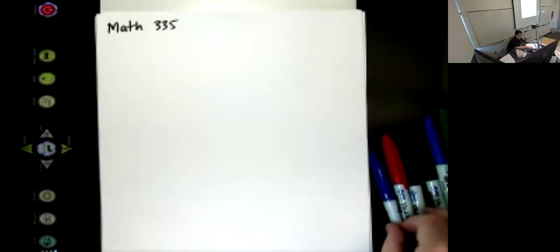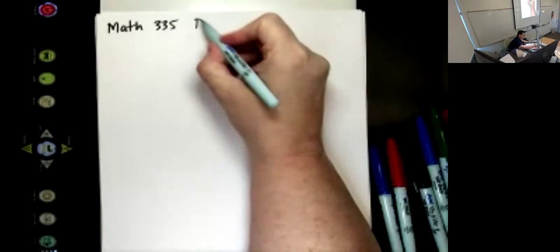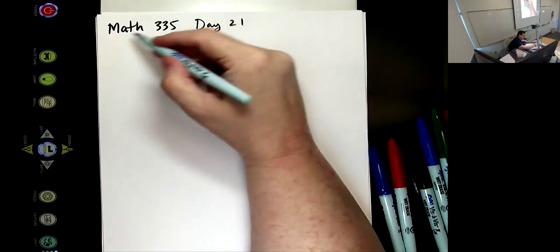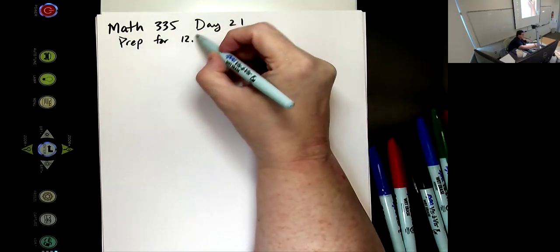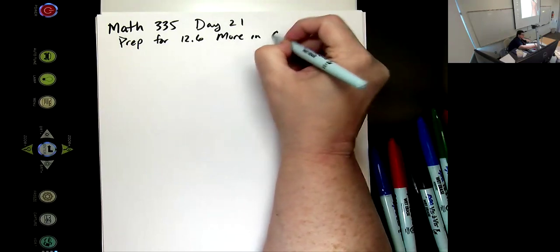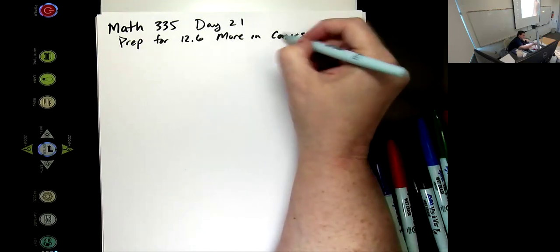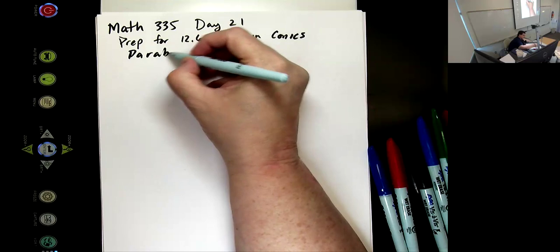It is day 21 according to our calendar. And we are prepping for 12.6, which is more in conics. And our conics are our parabolas, hyperbolas.